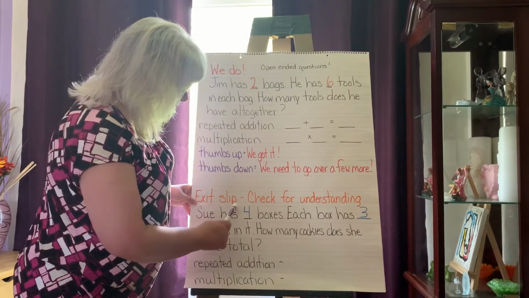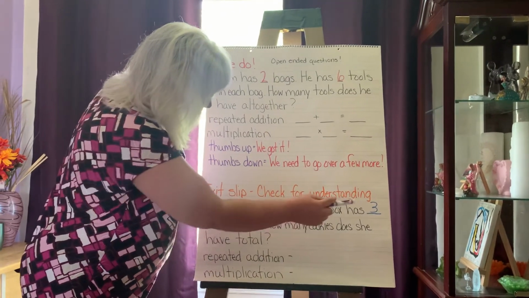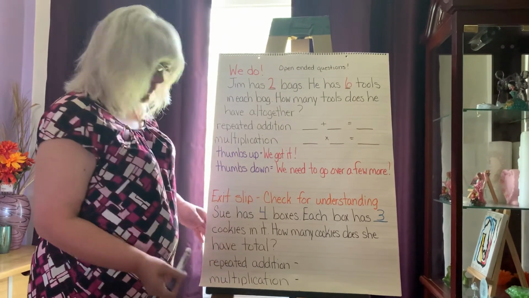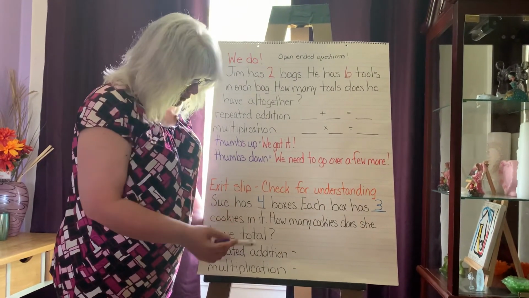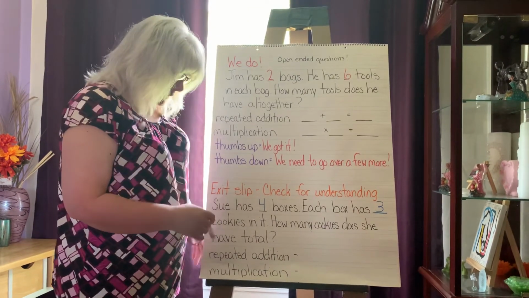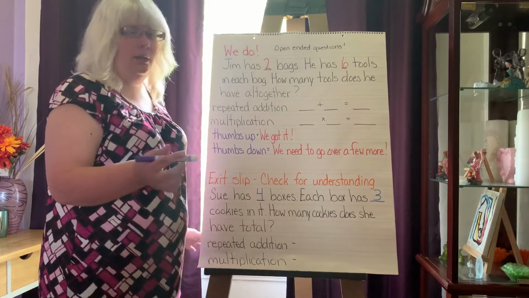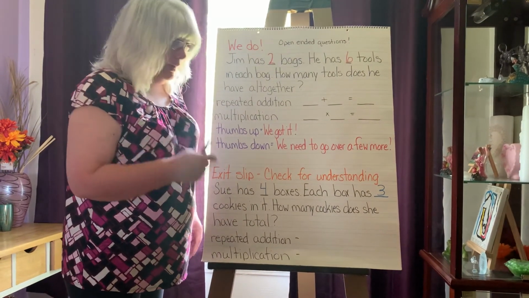Then the exit slip would say, check for understanding. Sue has 4 boxes. Each box has 3 cookies in it. How many cookies does she have total? I would ask them to make sure they underline the key vocabulary word about what they should do, and then write out the repeated addition and multiplication sentence, and then there would be bonus for the drawing of the problem.